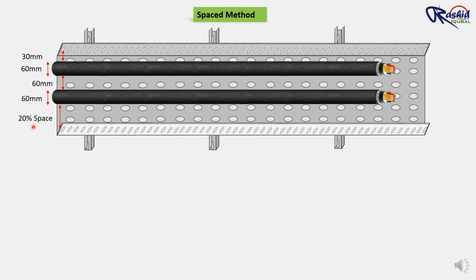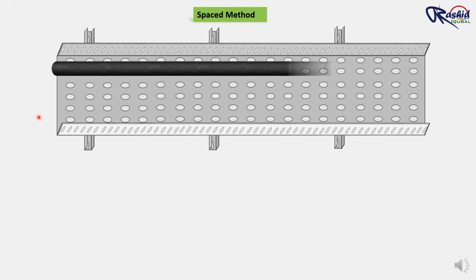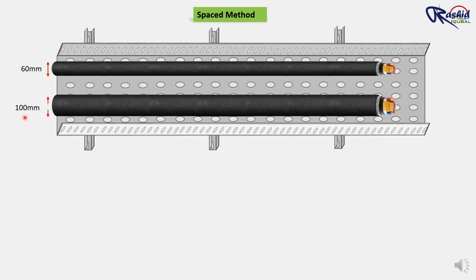In another case, if one cable has a diameter of 60 mm and the other cable has an outer diameter of 100 mm, then the gap between these two cables should be equal to the diameter of the larger cable. That means we keep a gap of 100 mm between them.